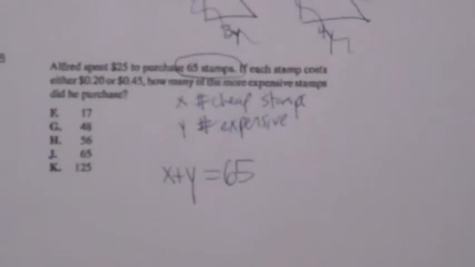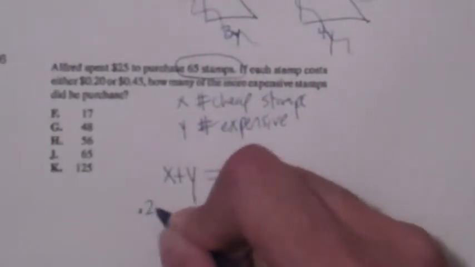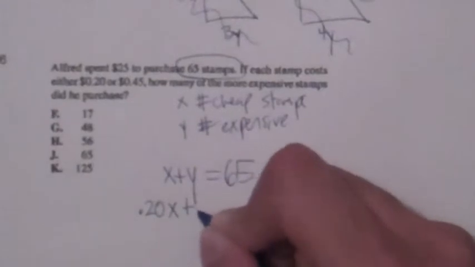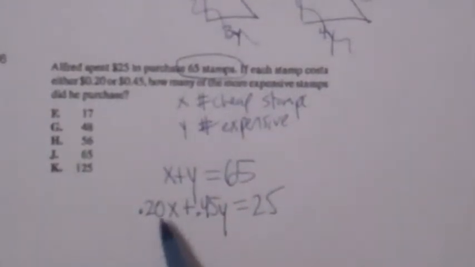Secondly, I'm told that the stamps cost 20 cents or 45 cents, and altogether they were $25. So that means that 0.20x plus 0.45y equals 25. The cheap stamps plus the expensive stamps equals $25 altogether. Now this is just a problem that we're going to solve. It's a systems problem. If you had me for Algebra 2, you would know already how to do this in the calculator. That's an option you have.